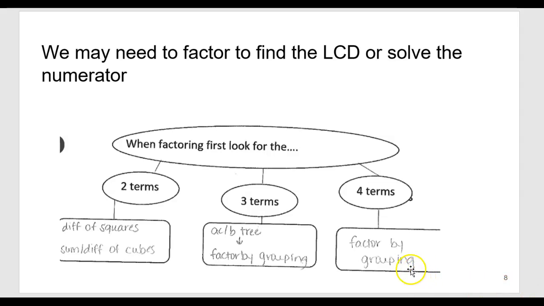Okay, so we may need to factor to find the least common denominator or solve the numerator. So you're going back to this factor chart that we've been looking at for the last few lessons. When factoring, first look for the greatest common factor. And then these are the 3 options we can do regarding how many terms we have.